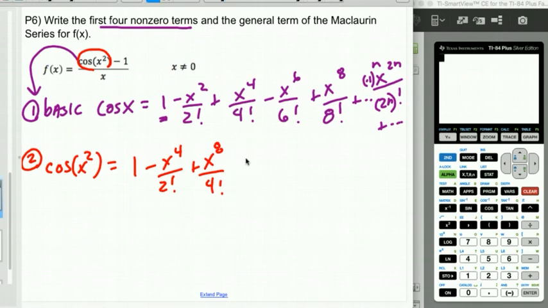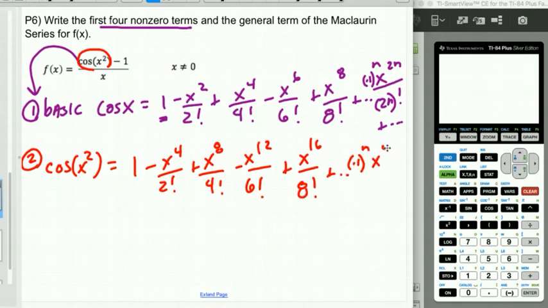Okay. So minus an x squared to the 6th would be x to the 12th over 6 factorial, plus x squared to the 8th would be x to the 16 over 8 factorial, plus dot dot dot. You still have the alternating, but it's now going to be x to the 4n over the 2n quantity factorial. Okay, great. Now I need to take that entire red thing, subtract 1, and divide everybody by x.